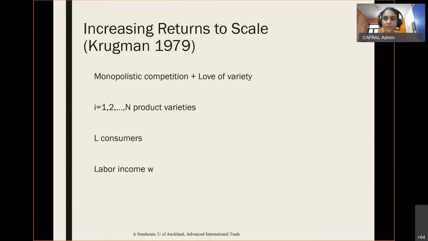From now on, when I say a product variety, what I mean is one type of car. A Toyota would be a variety, a BMW would be a variety, a Mercedes would be a variety, but we're all still within the same sector, which is cars. So let's say we have N product varieties. We have L consumers. We're talking about one economy here that has a labor endowment of L consumers. And the labor income, which is the wage rate, is going to be W here.